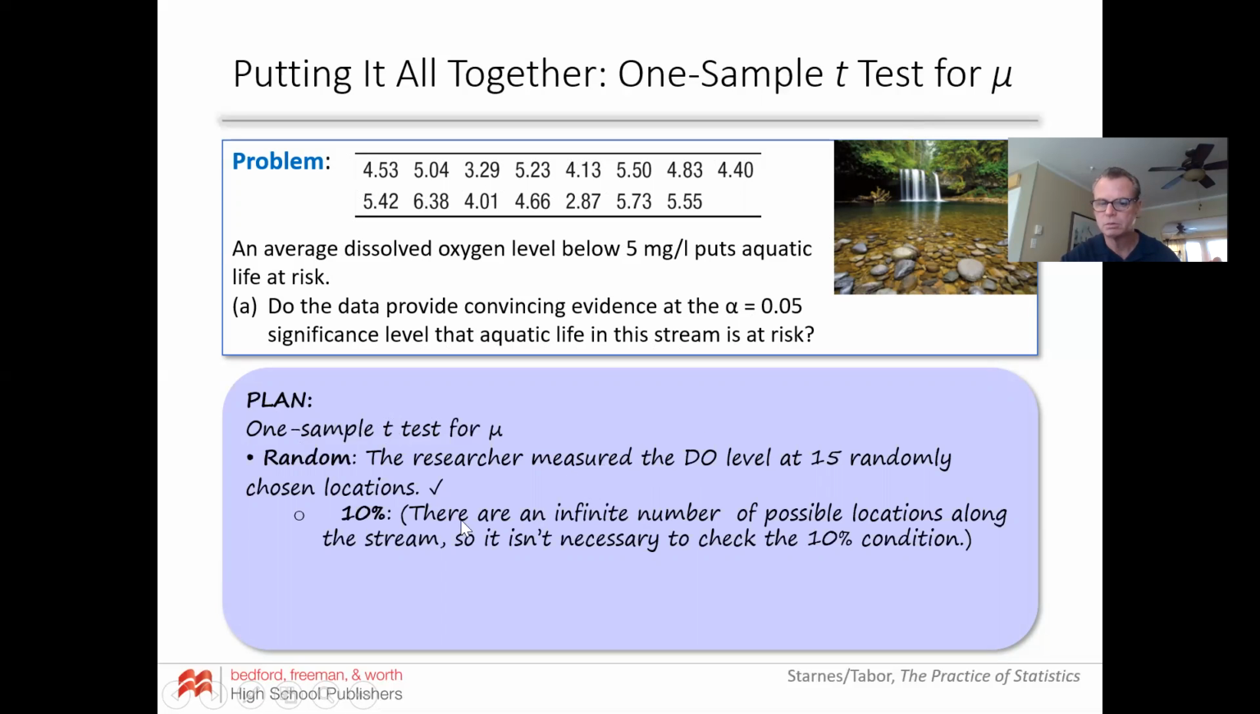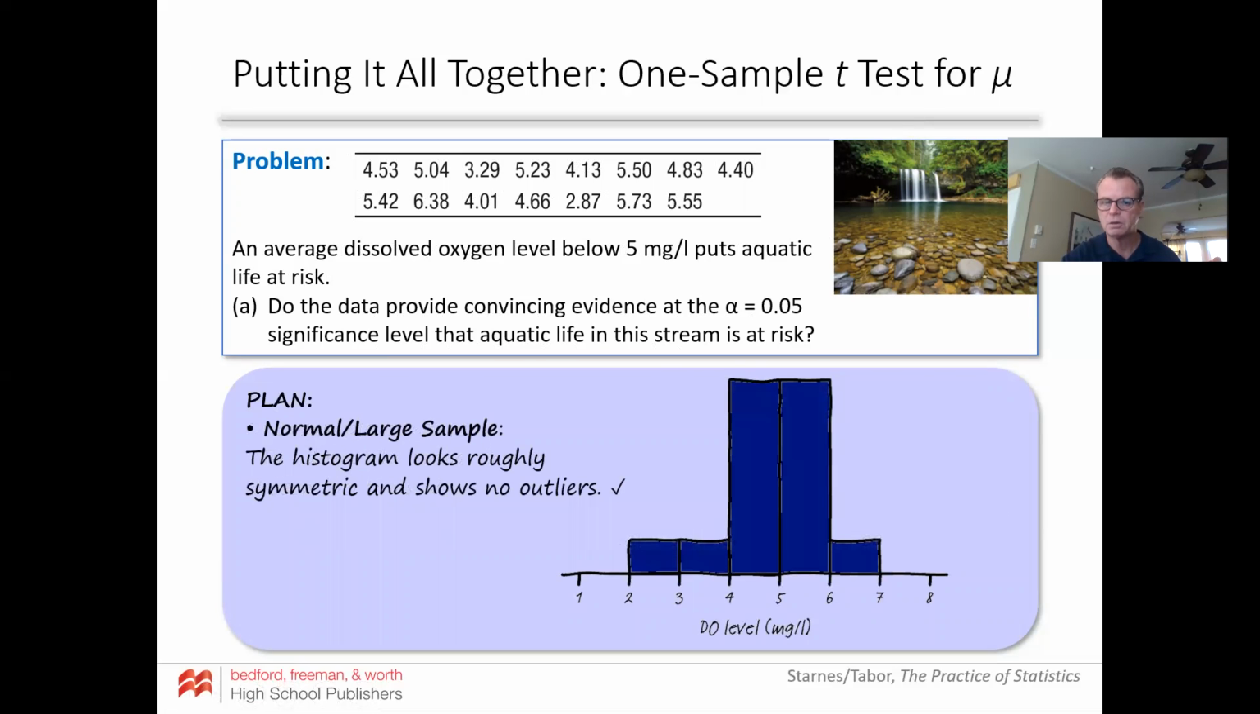SRS, 10%. We don't have to worry about the sample being too large. Except, what about the sample size? It was only 15. So they have a histogram. Again, we're going to stick with box plots.